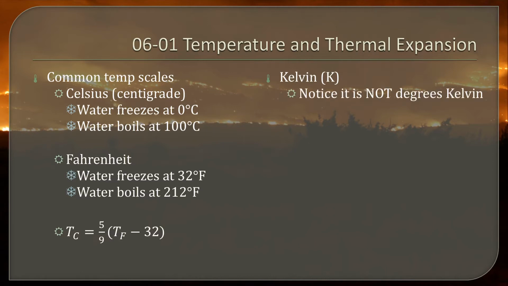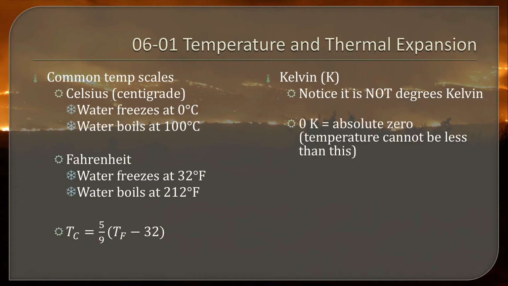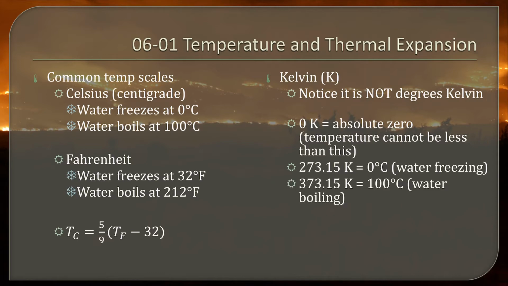The Kelvin scale, notice it's not degrees Kelvin like it's degrees Celsius or degrees Fahrenheit. It's just Kelvin. 0 Kelvin is absolute zero. The temperature cannot be less than that. No temperature can be less than that. And 273.15 Kelvin is water freezing. And 373.15 Kelvin is water boiling.